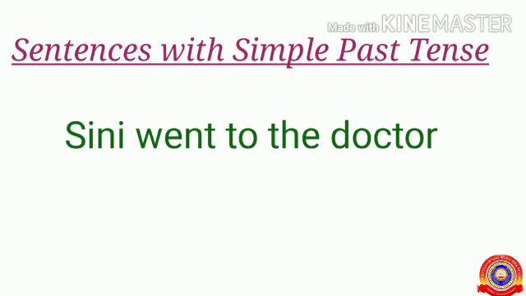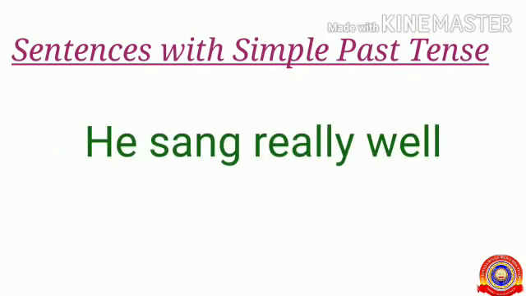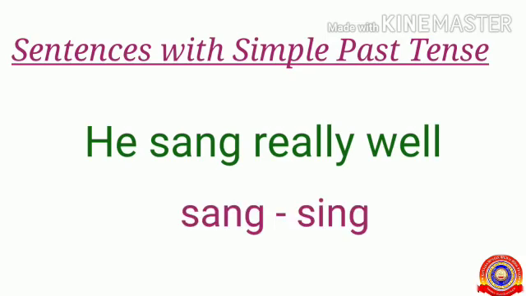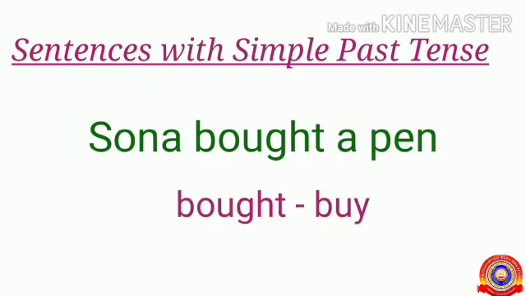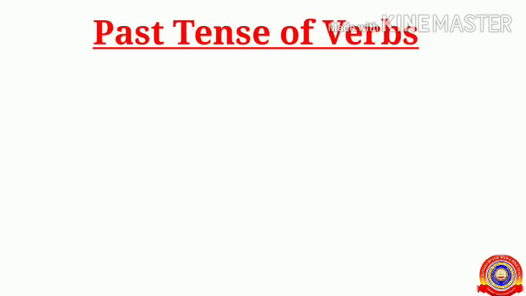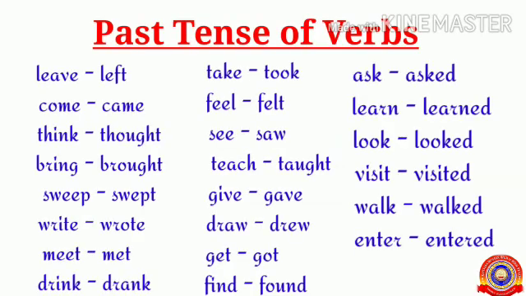Sini went to the doctor. Went is the past tense of go. He sang really well. Sang is the past tense of sing. Sona bought a pen. Bought is the past tense of buy. Now, let's go through the past tense of some verbs. Here, I am giving you an example. Look at the first one. Leave, left. Here, leave is the base form of the verb and left is the past tense of the verb leave.